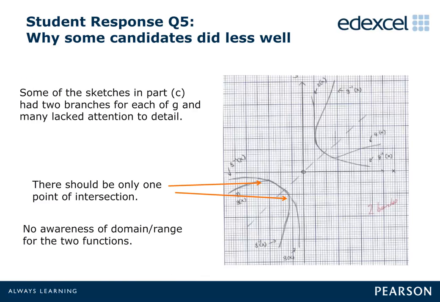In contrast, some candidates were very poor at drawing the graph. They tended to do badly on subsequent parts.